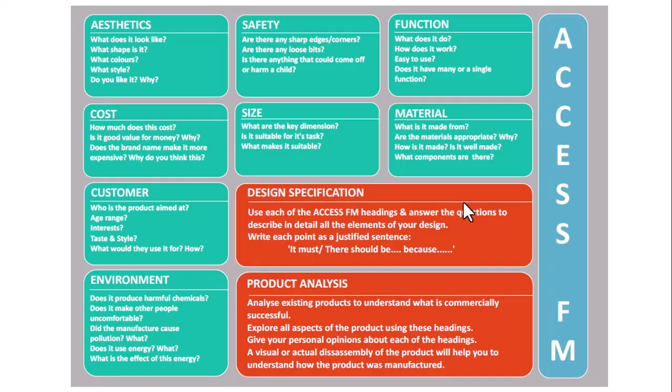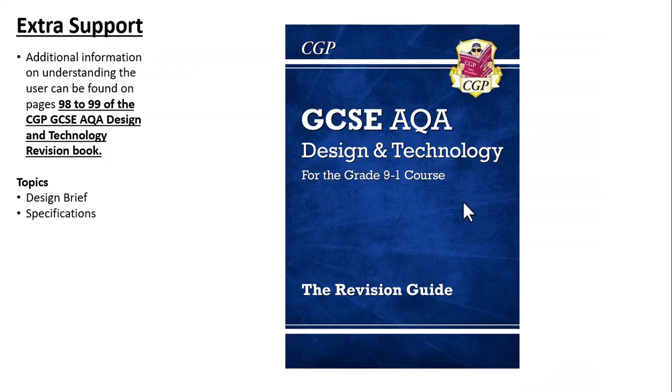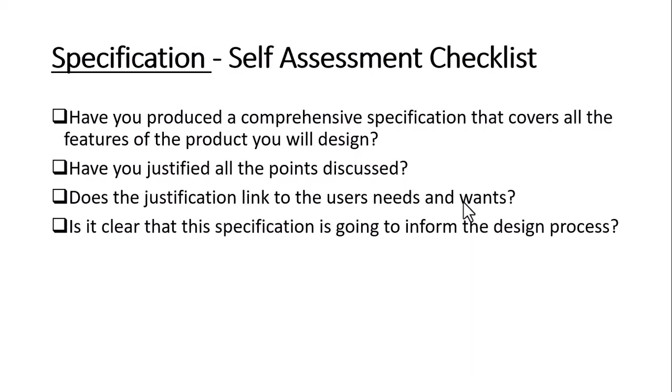That's a worksheet that I've been using. This hasn't been created by me, I've been using it for a while now, so that worksheet can be used. Obviously the books which we use, pages 98 and 99 have information about the design brief and specification. And when you're completing this page, you need to make sure you've done the following. Have you produced a comprehensive specification that covers all features of the product? So use ACCESS FM to help you. Have you justified these points? As explained, when you're justifying these points, you need to link to the user's needs and wants. Remember that this is a design specification which is informing your designs when you start doing the design process.